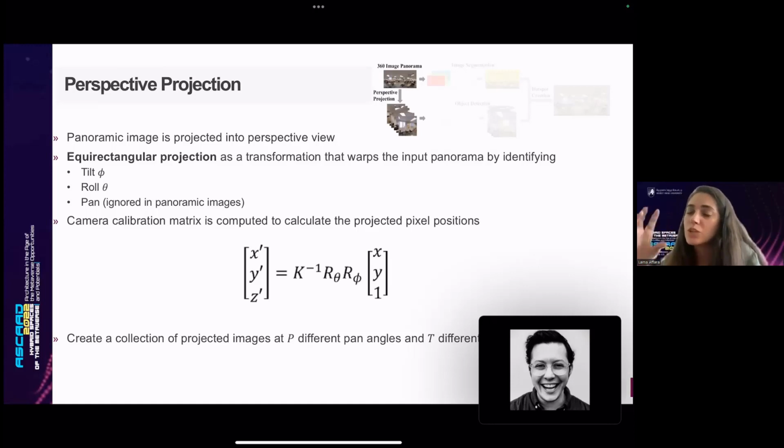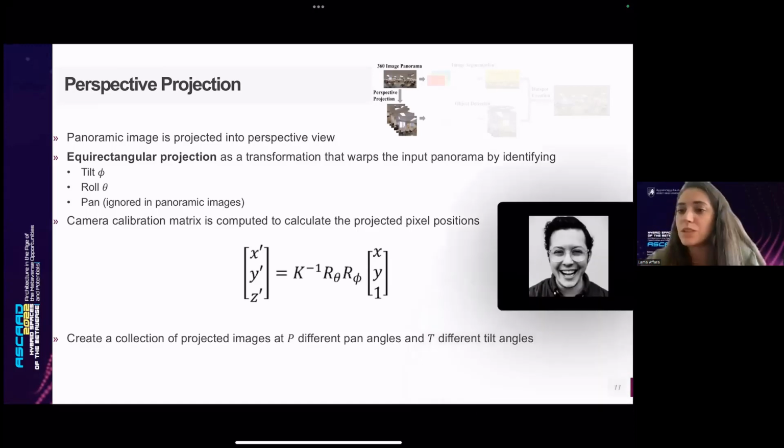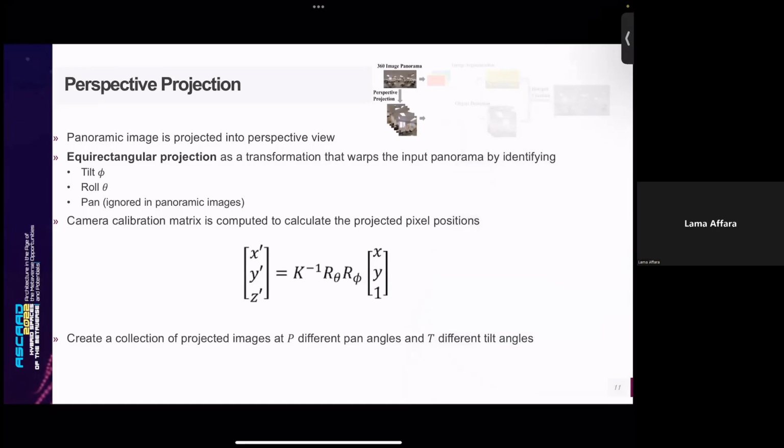Of course, for each panoramic image, we will get different perspective views. For example, here you can see we create a collection of projected images. So we take different pan angles and different tilt angles. Sorry, there's a typo here. The roll is ignored in panoramic images. So we take different pan angles and different tilt angles, and thus for one panoramic image, we get multiple, we can say P plus T perspective projection images. We use these together in order to find the detected objects in the scene.